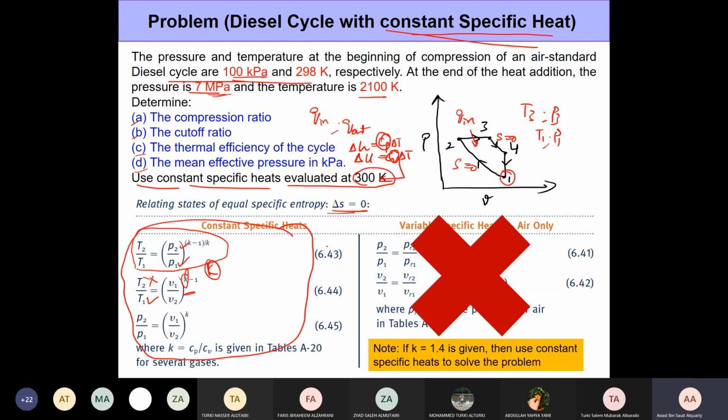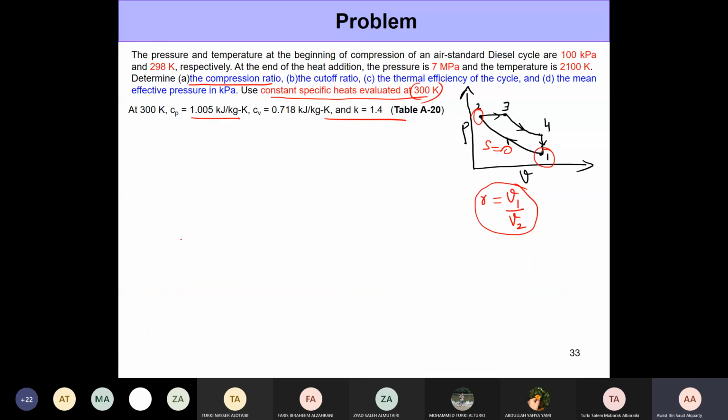But we know that for a diesel cycle, the heat addition occurs at constant pressure. So 2 to 3 is a constant pressure process. So P2 should be equal to P3. So in a way, P2 is also given. Again, for you to know the value of P2, you need to know that the process 2 to 3 is a constant pressure process. So now we have P2, we have P1, and the value of k already picked up from the table. So we can go ahead and plug in the numbers here to determine T2.